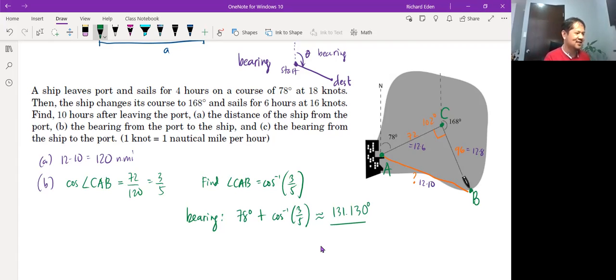Bearing from the ship. Wait, that's it. No, of course not yet. I mean, okay, yeah, they did this problem. That's it. Bearing from the port to the ship. Okay. The bearing from the ship to the port. What's that?